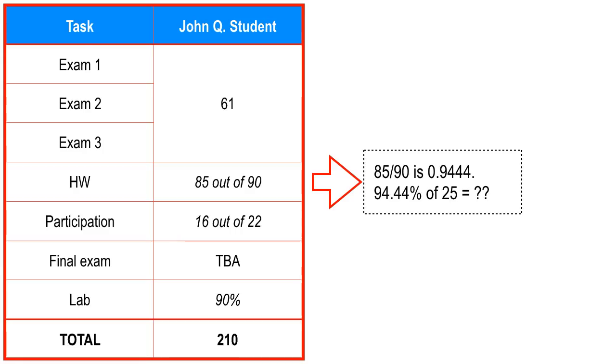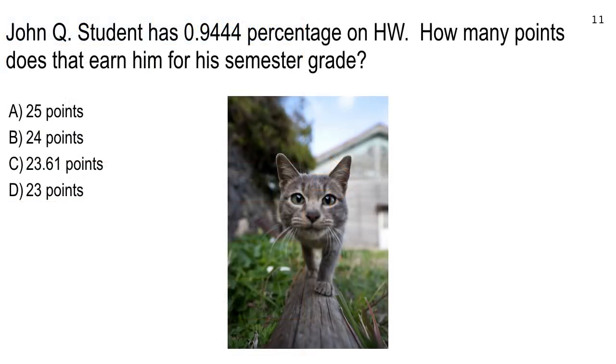Okay. Now, let's look at the homework. 85 out of 90. Verify me on that. 94.44%. Anybody verify me on that? Yeah. Okay. All right. So what's 94 out of 25? Go ahead and start. How many out of 25 does he get?